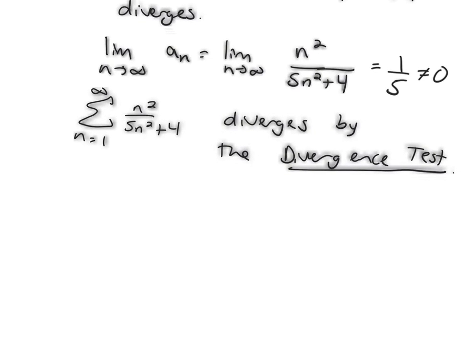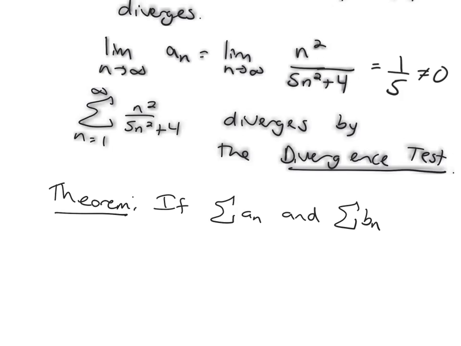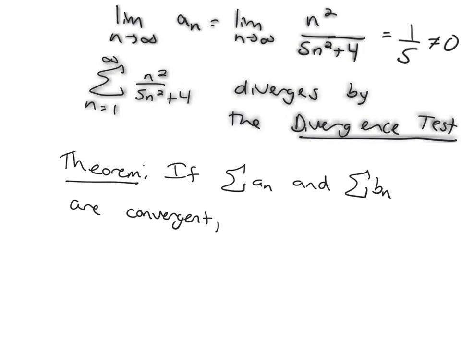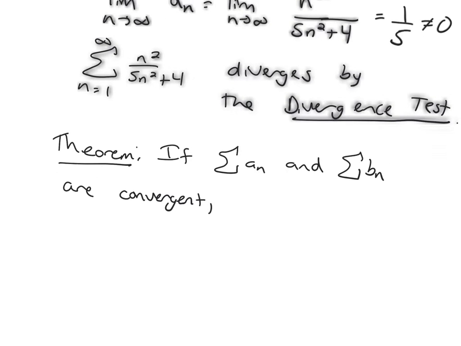In general, series are not so nice looking. They tend to be complicated things, and so we have nice rules for how to simplify series a little bit. If you have two sequences, A sub n and B sub n, that are convergent, then I automatically know that several other sequences are also convergent.